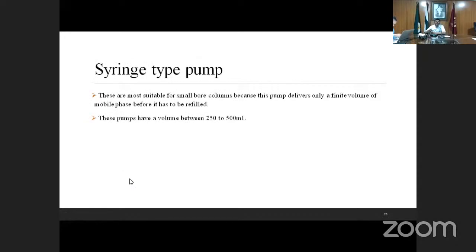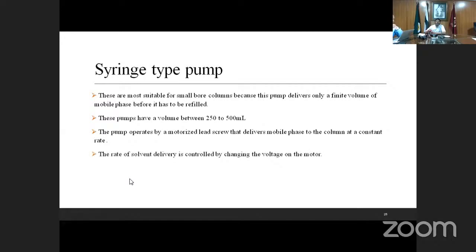Syringe pump. These are most suitable for small bore columns because this pump delivers only a finite volume of the mobile phase before it has to be refilled. These pumps have a volume between 250 to 500 ml, so they are used for large scale. The pump operates by a motorized screw that delivers mobile phase to the column at a constant rate. The rate of solvent delivery is controlled by changing the voltage on a motor.